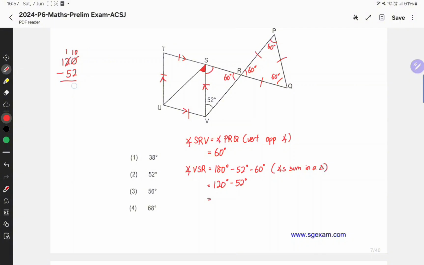So 10 minus 2 is 8. 1 cannot minus 5, so we borrow from 1. Here becomes 11. 11 minus 5 will give us 6. So this is 68 degrees.